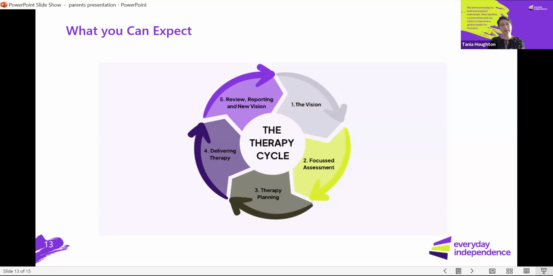And then the delivering therapy, that's when we collaborate with you and we collaborate with other people in that child's life to ensure that that child gets lots of opportunities, little and often, to practice strategies and develop skills. And then there's the official review, reporting, and seeing whether we're celebrating the outcomes we've achieved and developing a plan for the future in terms of NDIS funding or other options that there might be for the child. So the therapy cycle is a very consistent approach that you should receive from any key worker that you have at Everyday Independence.